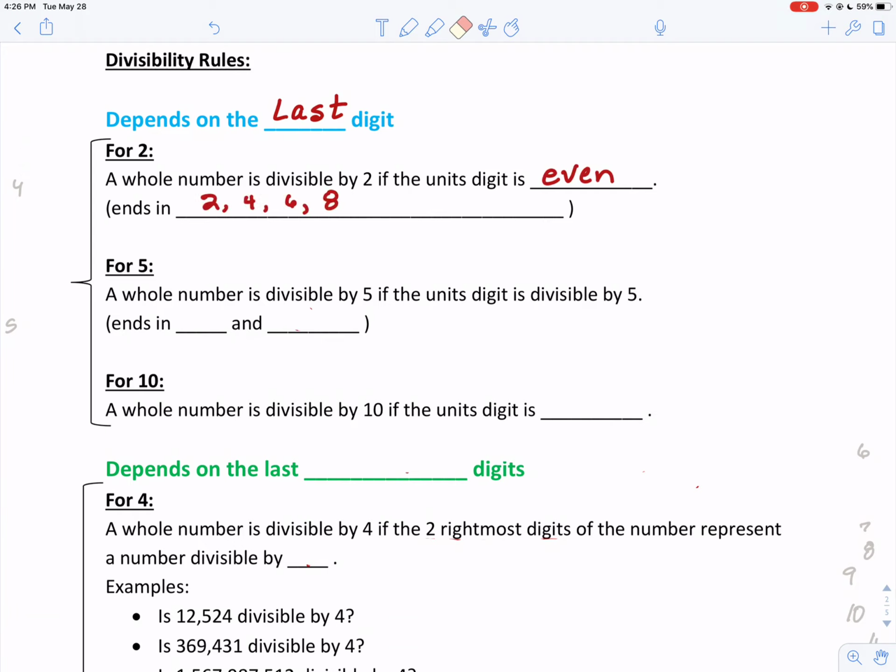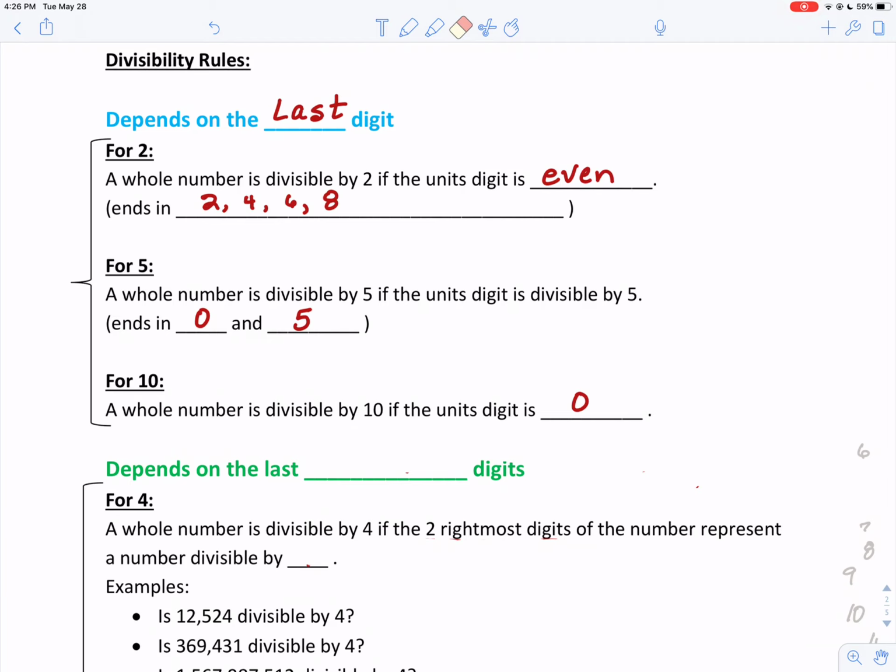That means it's going to end in either 2, 4, 6, or 8. To find out if it's divisible by 5, you look at the very last digit, and if it ends in a 0 or 5, you know it's divisible by 5. And then to find out if it's divisible by 10, the very last digit must be a 0.